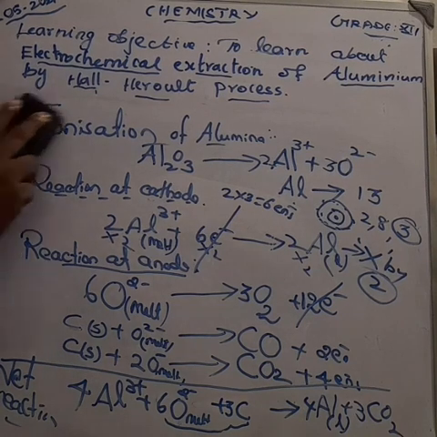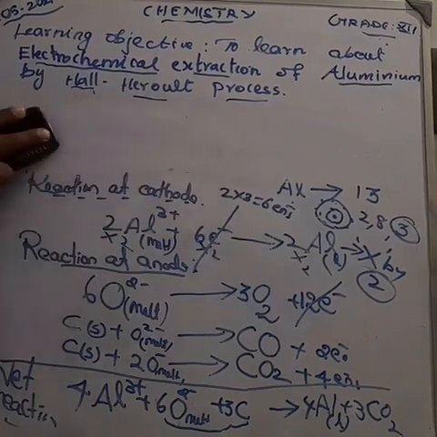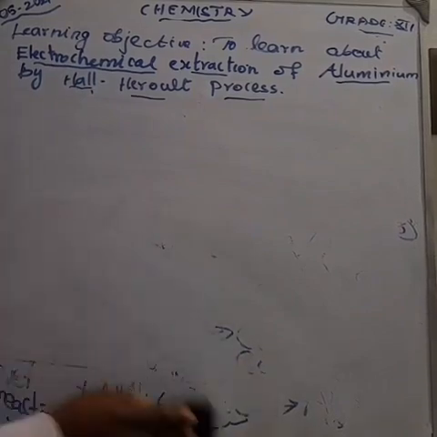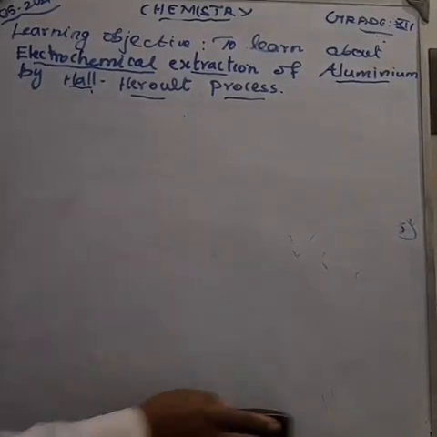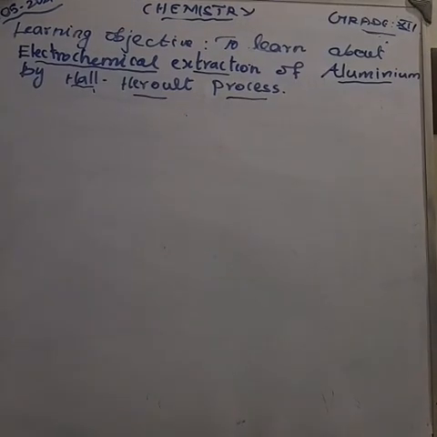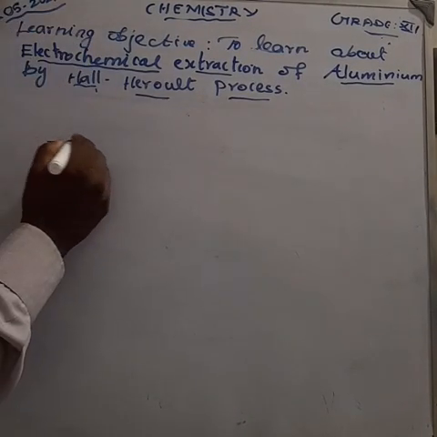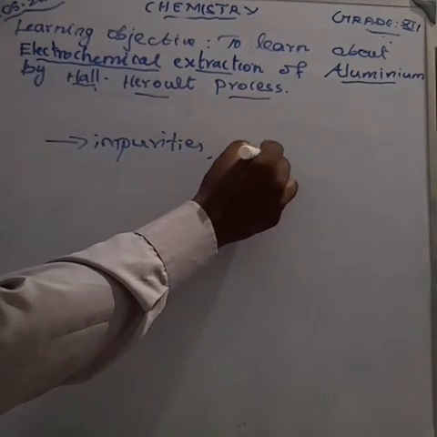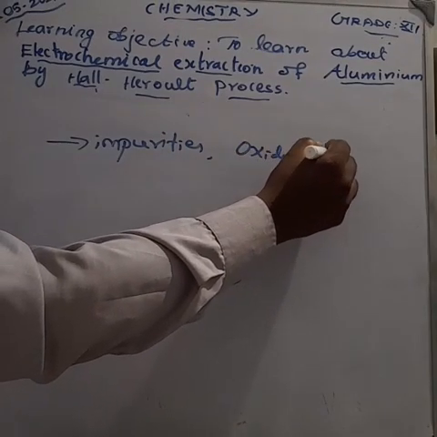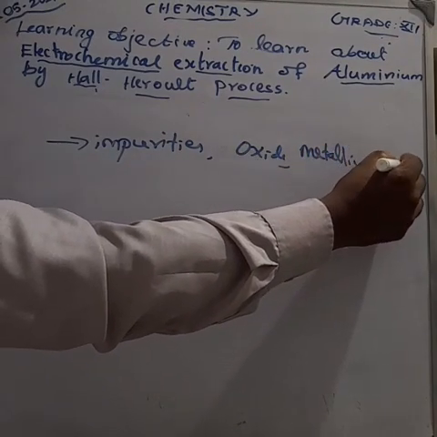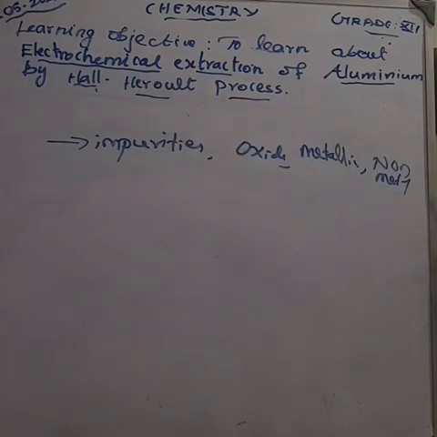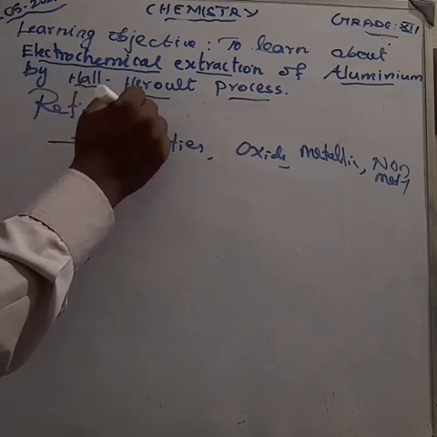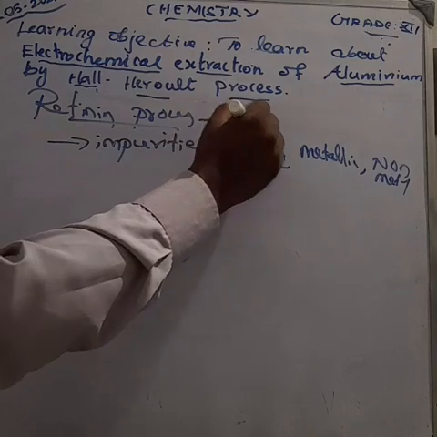Okay. Next we will learn about the refining process. What is the refining process? The metal extracted from its ore contains some impurities. Some of the impurities may be oxide ore impurities, other metallic impurities, sometimes non-metallic impurities, etc., in our metal. Am I right? So refining process means first we have to remove the impurities.